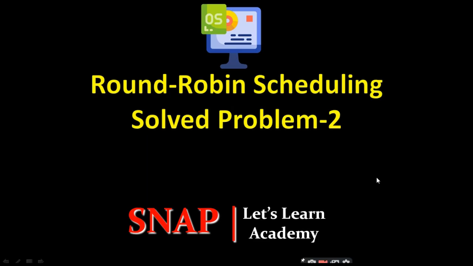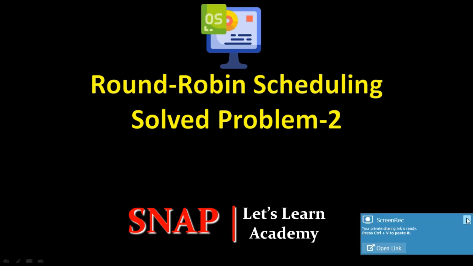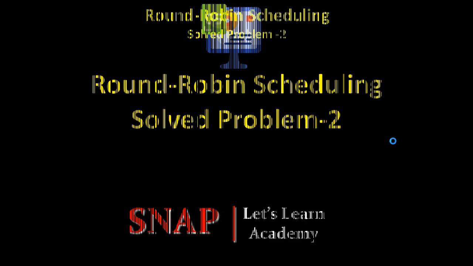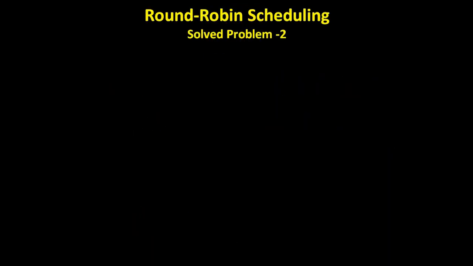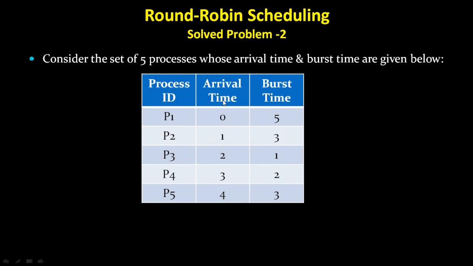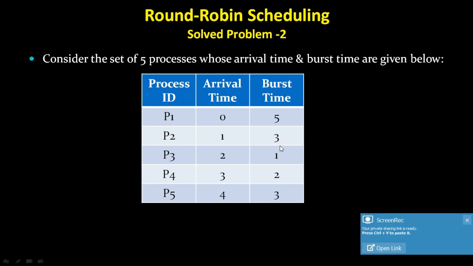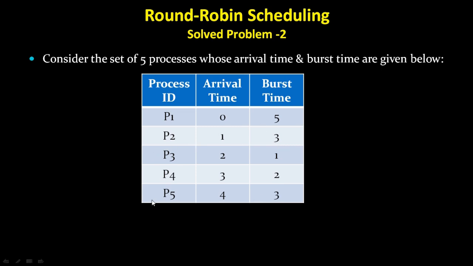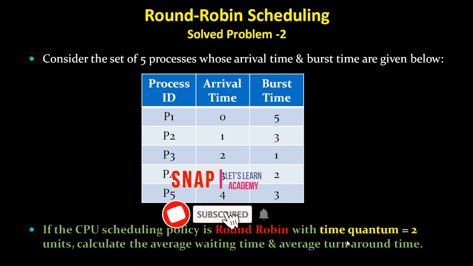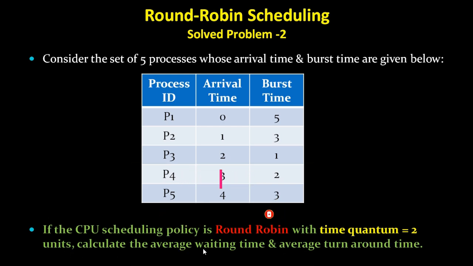In this lecture, we are having another set of processes with different arrival times, and let us calculate their completion time and waiting time. Now consider the 5 processes whose arrival times and burst times are given, and the arrival times are different and the burst times are also different. Now, if the CPU scheduling policy is round robin with a time quantum of 2 units, or 2 nanoseconds, calculate the average waiting time and average turnaround time.